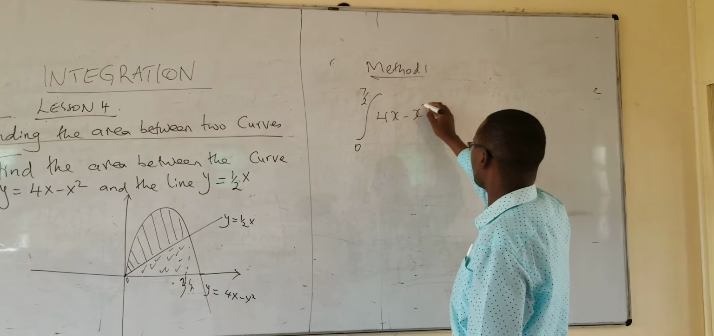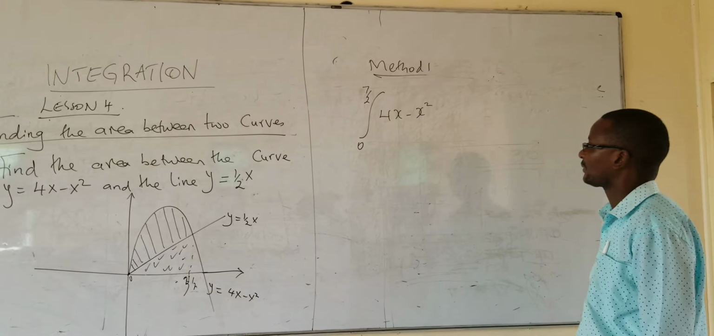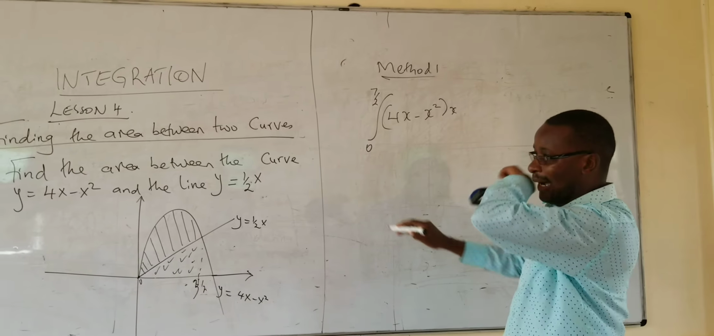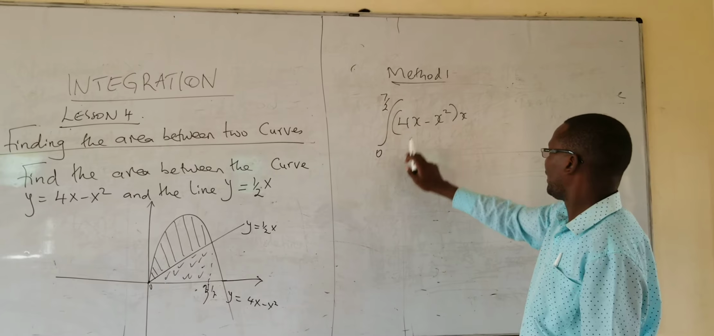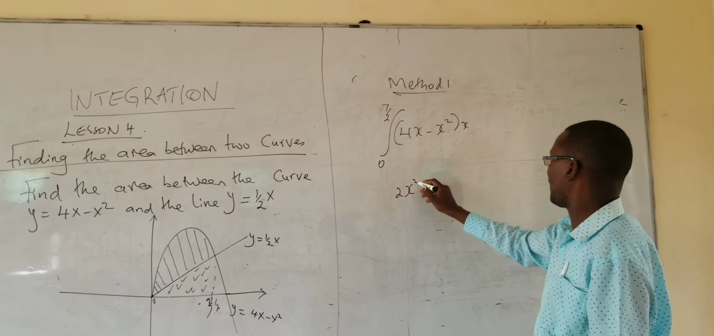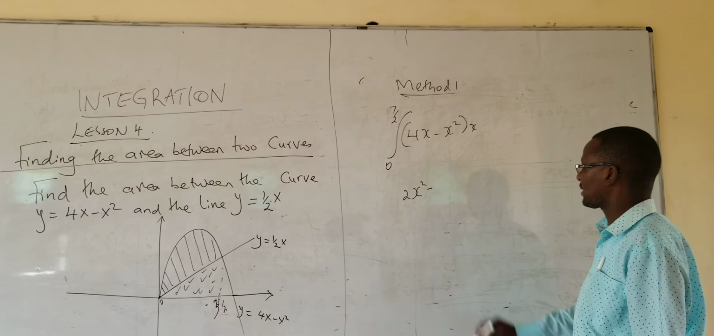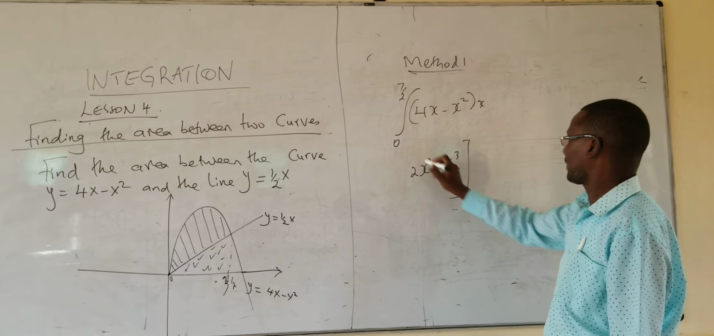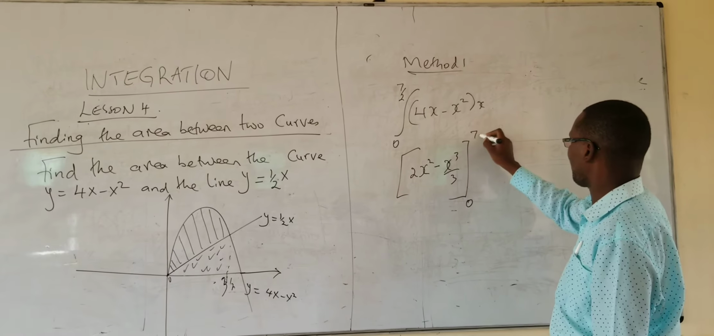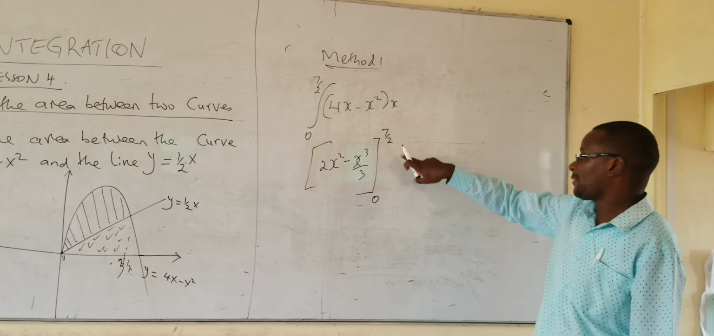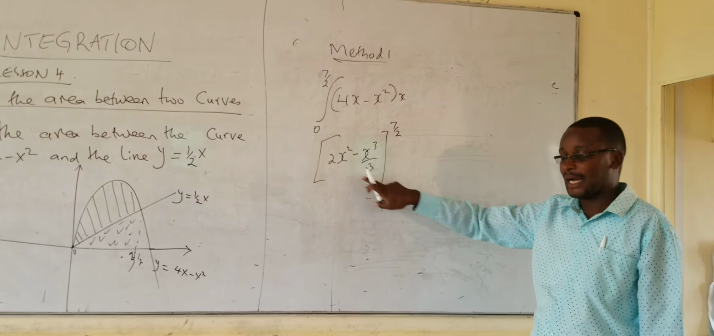4x minus x squared with respect to x. And here we are going to get 2x squared minus x cubed over 3, from 0 to 7 over 2. So I would like you to substitute 7 over 2 here, and then you substitute 0.